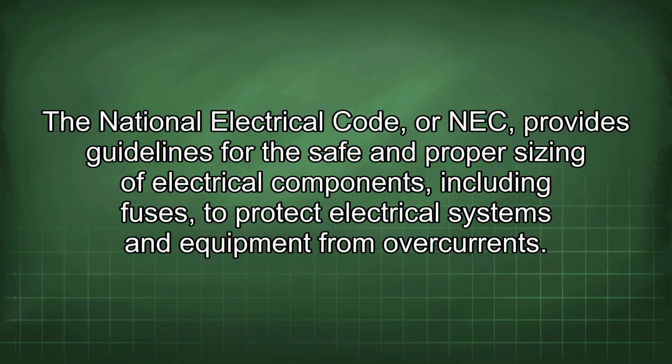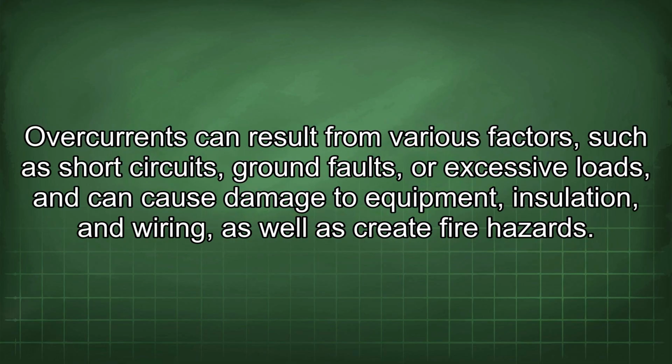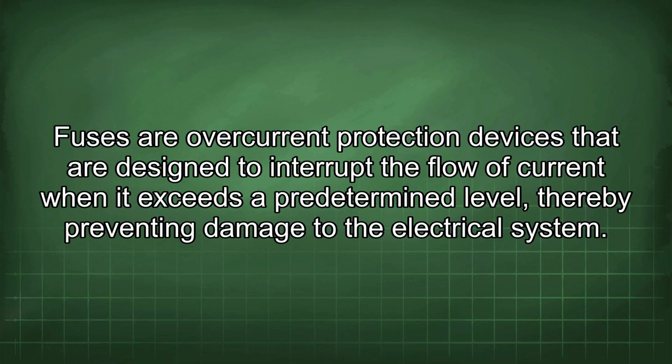The National Electrical Code, or NEC, provides guidelines for the safe and proper sizing of electrical components, including fuses, to protect electrical systems and equipment from overcurrents. Overcurrents can result from various factors, such as short circuits, ground faults, or excessive loads, and can cause damage to equipment, insulation, and wiring, as well as create fire hazards. Fuses are overcurrent protection devices that are designed to interrupt the flow of current when it exceeds a predetermined level, thereby preventing damage to the electrical system.